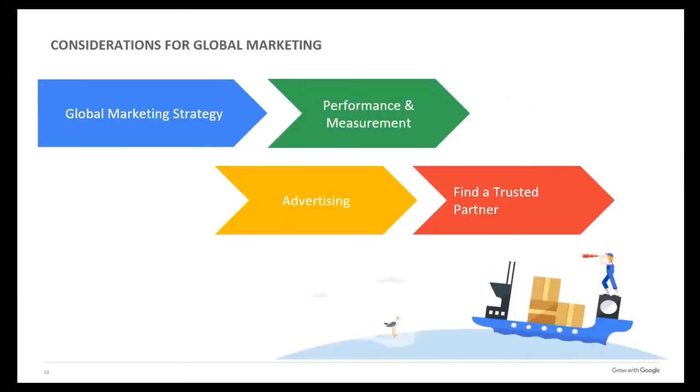A solid marketing plan has a strategy and an understanding of how to measure performance. When you're expanding globally, trusted partners can be key to getting the most out of your market and advertising plans. On the slide, we see some considerations for global marketing: a global marketing strategy, performance and measurement, advertising, and of course, finding a trusted local partner.